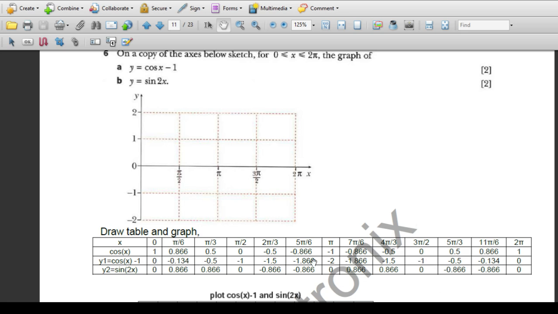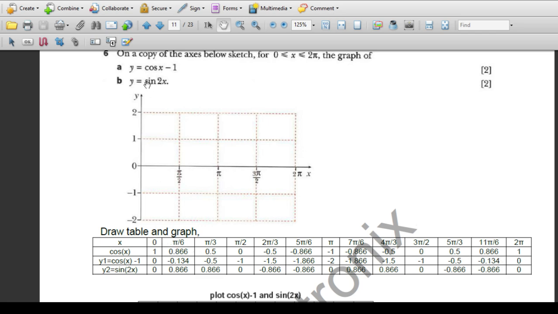So this is cos x. At 0 cos x minus 1 is 0, at pi by 6 we have plotted this value, so we have plotted this cos x minus 1. So we will plot this x and this row number 3.